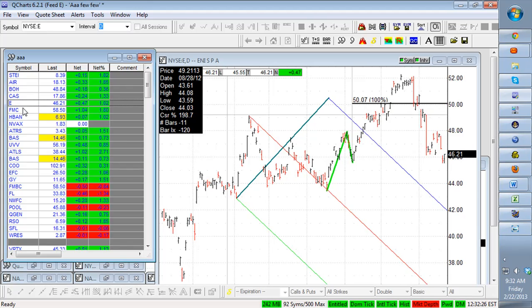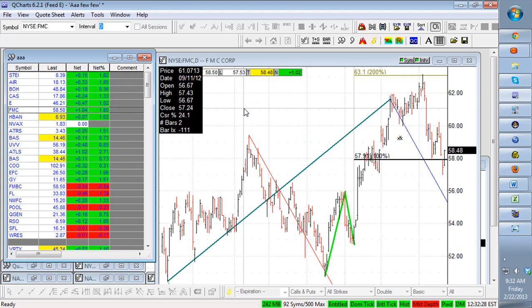Okay, and here's the 100% point, here's the 200% point, and the time we were looking for, mainly for the 100% point, was to be made by this time over here. And we can see that it made it early.